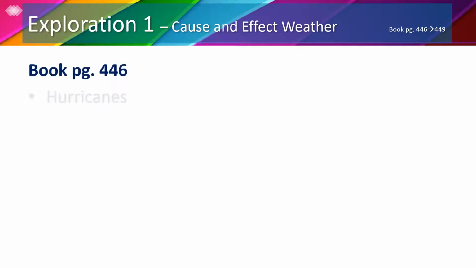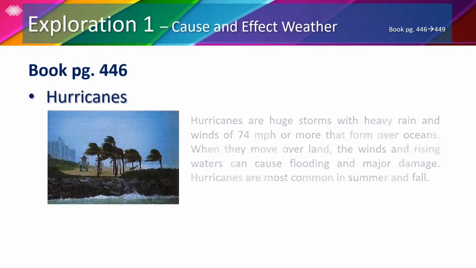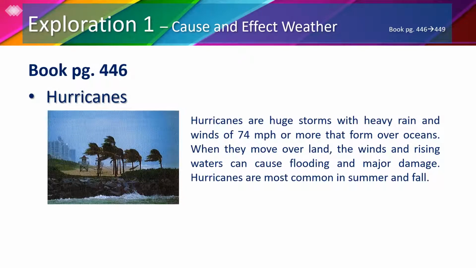The second picture on the next page shows a hurricane. Hurricanes are huge storms with heavy rain and winds of 74 miles per hour or more that form over oceans. When they move over land, the winds and rising waters can cause flooding and major damage. Hurricanes are most common in summer and fall.